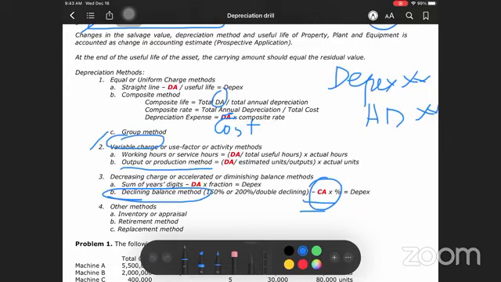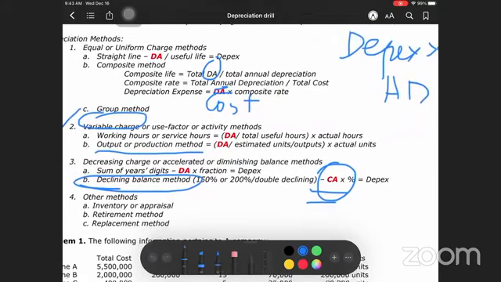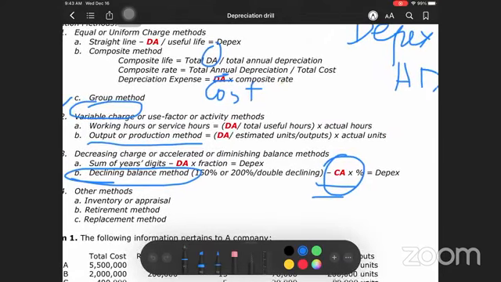So again, the base amount is still there. Depreciable amount divided by the total useful hours expected to be used, or divided by the total estimated units or outputs or production that can be generated by a PPE, then multiply it by the actual hours or actual outputs or units, okay, for the whole year or for that certain period. Third, we have the decreasing charge or diminishing balance method.